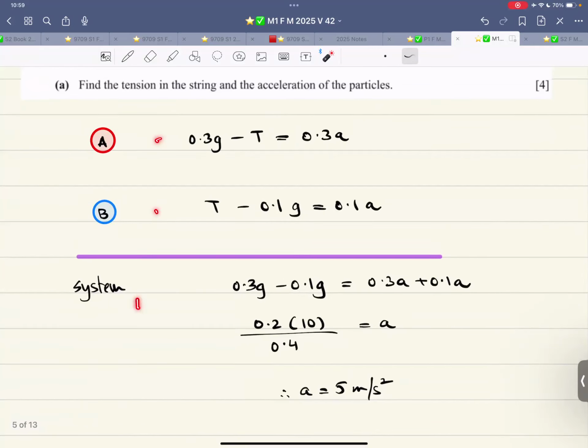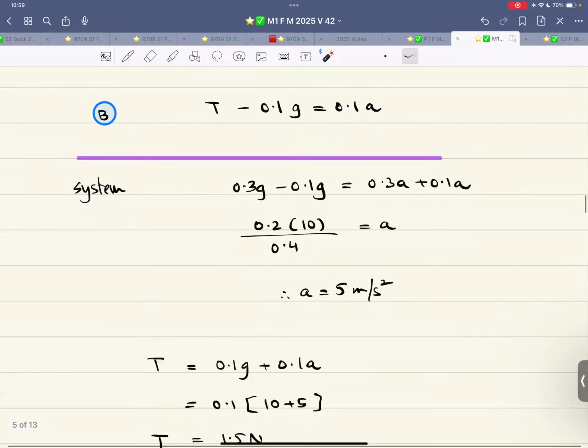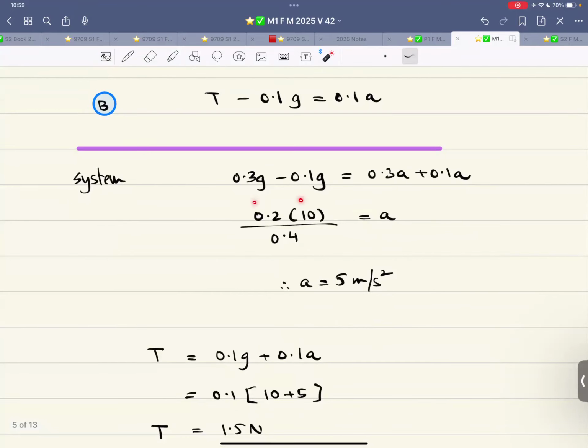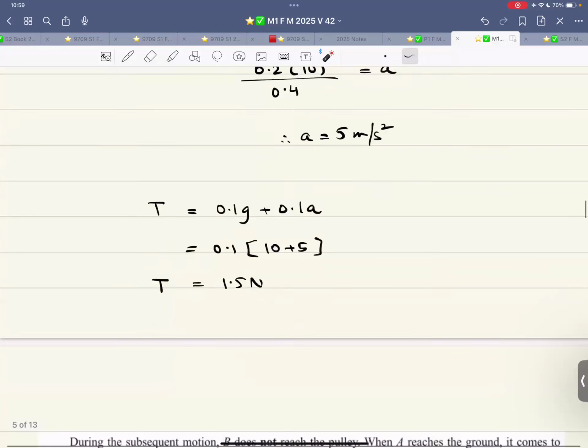Particles make up the system. Make an equation for particle A, make an equation for particle B. If there are 3 particles, make 3 equations. So therefore, over here, you find the acceleration, plug into one of the equations, you find the tension.